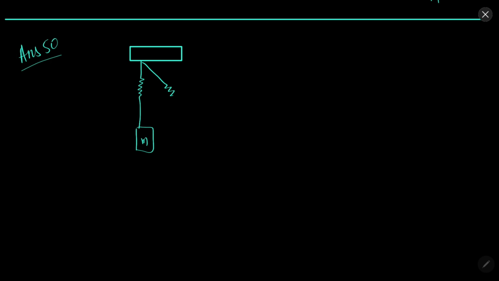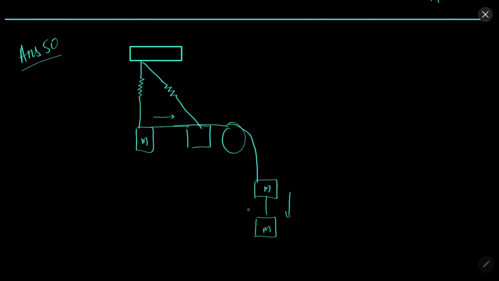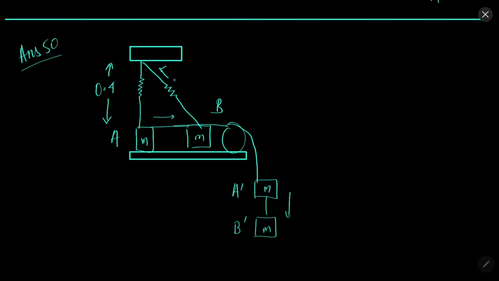What will happen is that this block will move towards this side, and this will move here. A dash, B dash, A, B. This is 0.4, and this is 0.4 plus x.